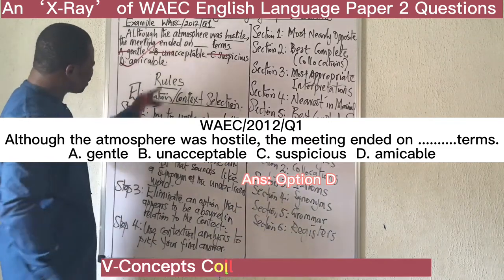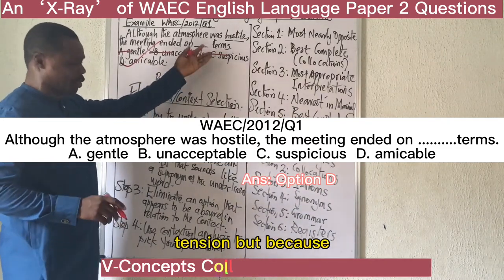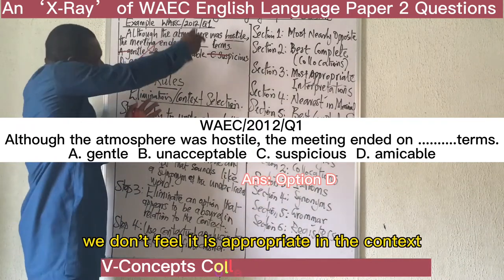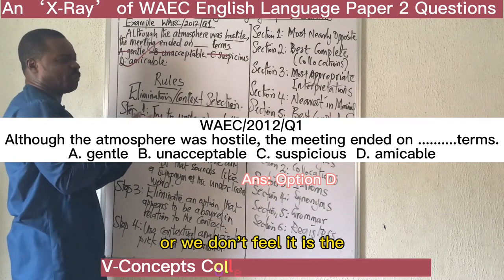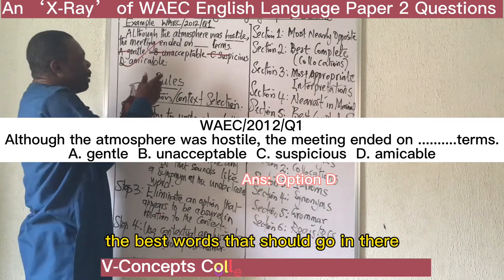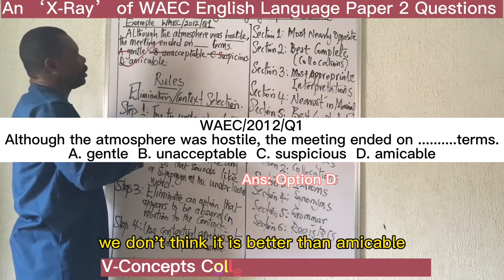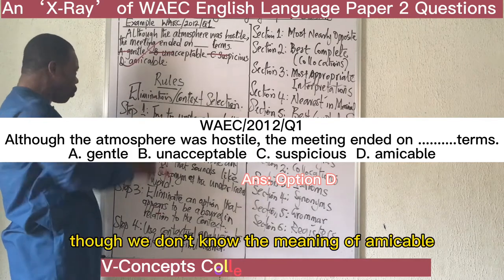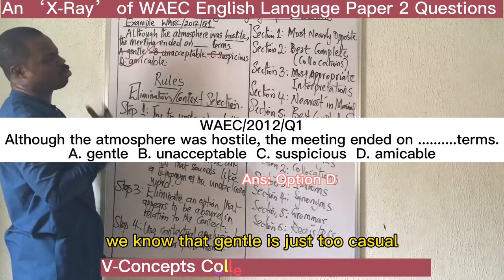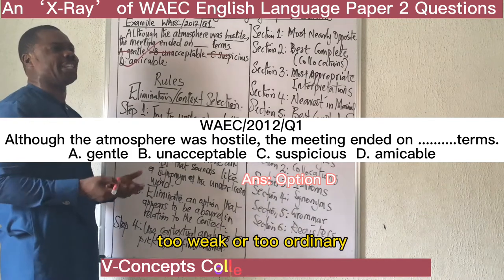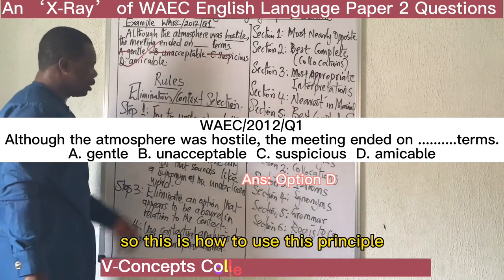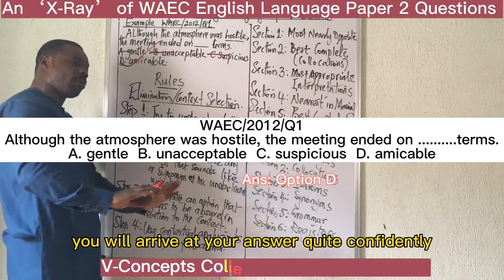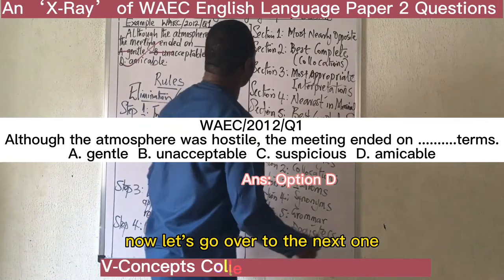Not because gentle is not tempting, but because we don't feel it is appropriate in the context, or we don't feel it is the best word that should go in there. We don't think it is better than amicable to go into that gap. For us to say gentle, although we don't know the meaning of amicable, we know that gentle is just too casual, too weak, or too ordinary. So this is how to use this principle, and at the end of the day, you will arrive at your answer quite confidently. Now let's go over to the next one.